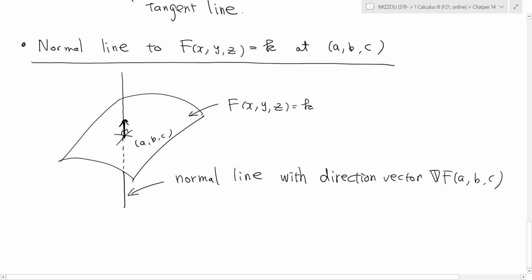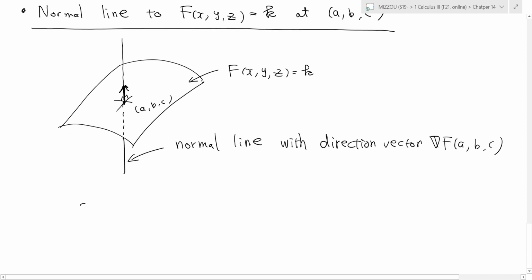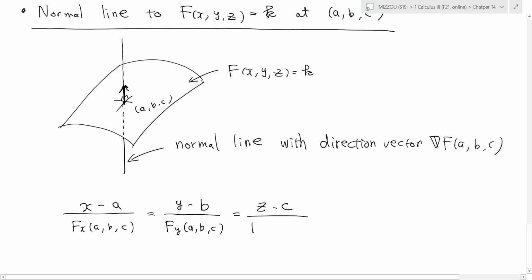Therefore, the equation of this normal line by symmetric equation is written this way. x minus a divided by f sub x at a, b, c is equal to y minus b divided by f sub y at a, b, c, and is equal to z minus c divided by f sub z at a, b, c. Okay, so this is the equation of the normal line.